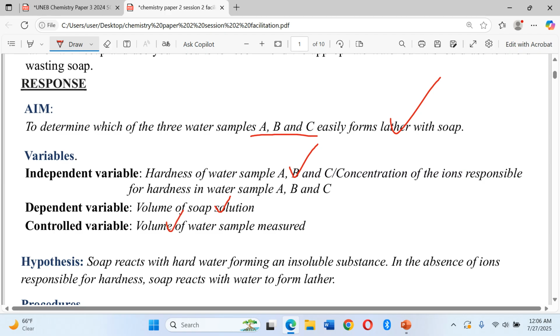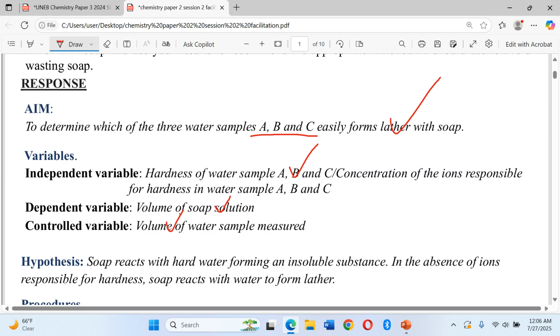I believe that is it. If you're testing using 20 cubic centimeters of sample A, let it be the same for B, the same for C, and then you determine the volume of soap used to form persistent lather. I think that is clear. So there you get your scores on the variables. So the one who was talking about the issue of water hardness on the soap, I believe you have been catered for in this tutorial, in this facilitation.